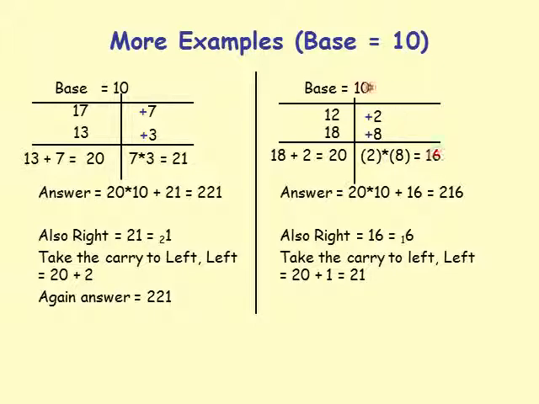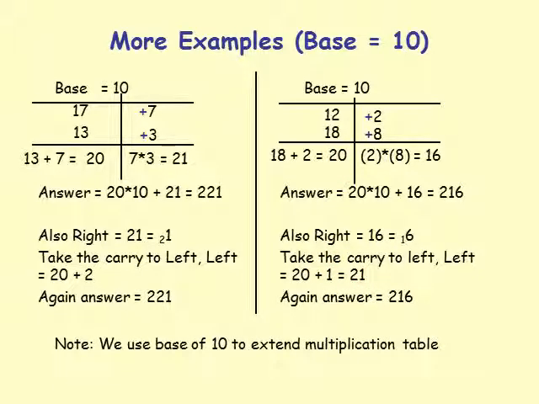Also, 16 has two digits. The number of zeros in the base is 1. We only need one digit on the right, so the 1 gets carried to the left. When you carry, the left becomes 20 plus 1, which is 21, and the answer is 216: 21 from the left and 6 from the right.